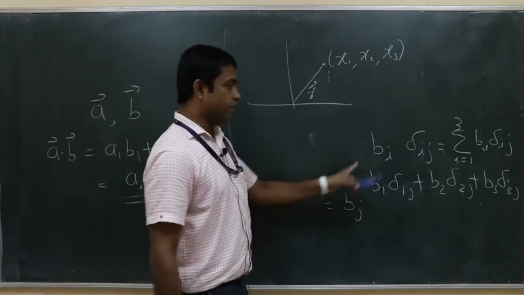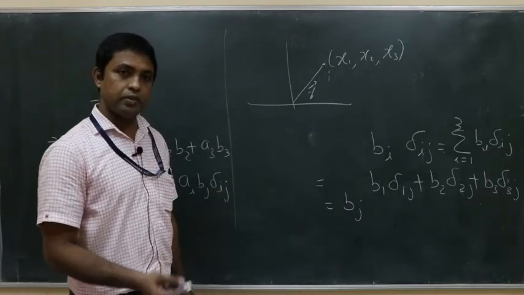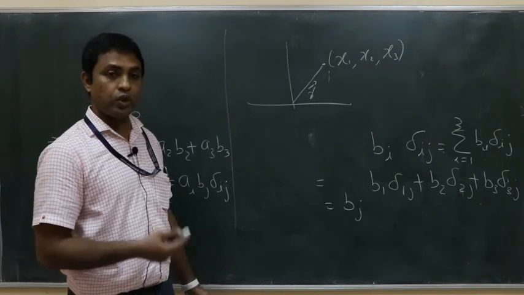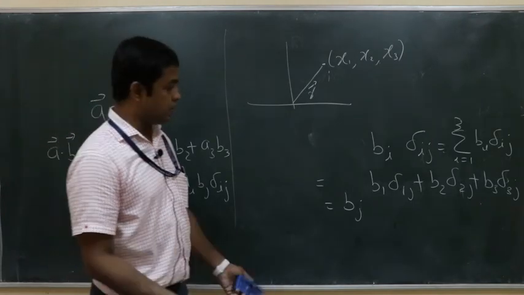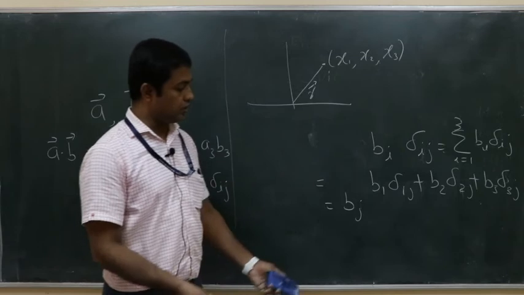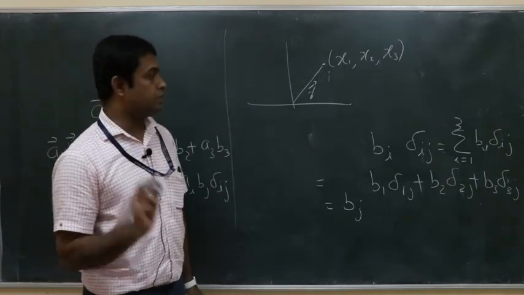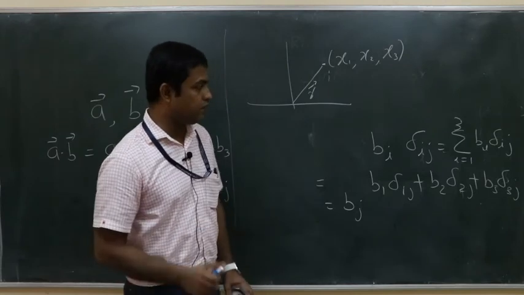Whenever we write a free index, we have to specifically mention what that free index is. So here j can be 1, 2 or 3. If j is equal to 1, it is b1. If j is equal to 2, b2. So the answer is bj. The rule is very simple. Please listen carefully.